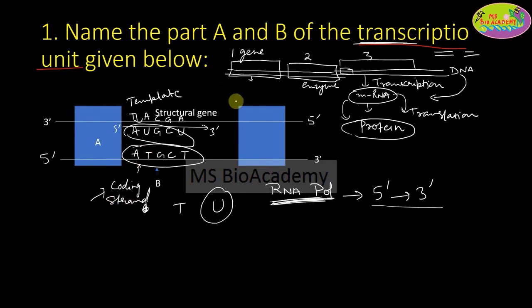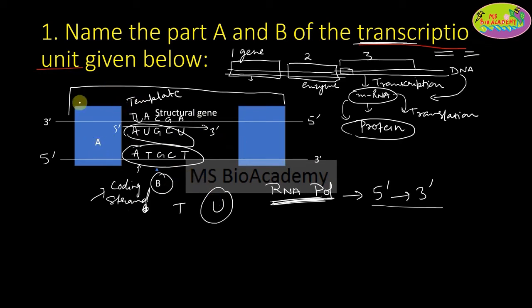So now the first thing we have found out: what is this B? This is our coding strand, right? So B is the coding strand. And what is this A? Now I've told you that this complete thing is called a transcription unit. It is also mentioned there, right? So in the transcription unit there are 3 important regions in order to synthesize a complete mRNA.